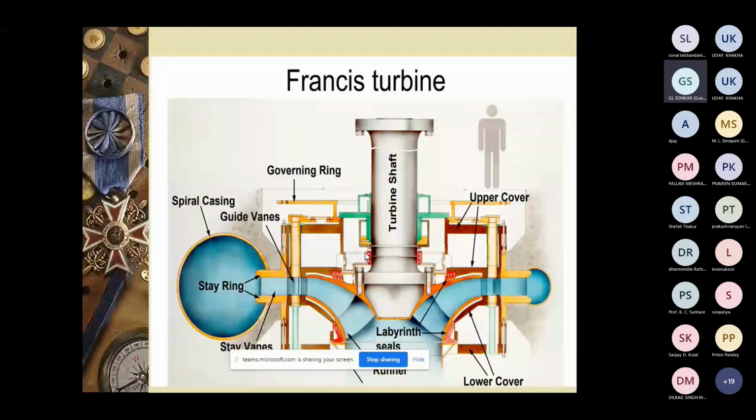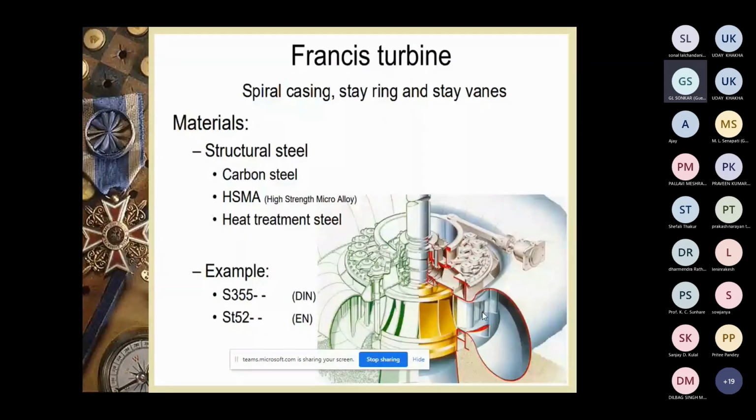And the material used for the spiral casing, stay ring and stay vanes: these are carbon steel or high strength microalloy or heat treatment steels also. Okay, these are the structural steels used for spiral casing, stay ring and stay vanes. Stay vanes are the fixed vanes. This is the sub assembly of spiral casing and stay rings.